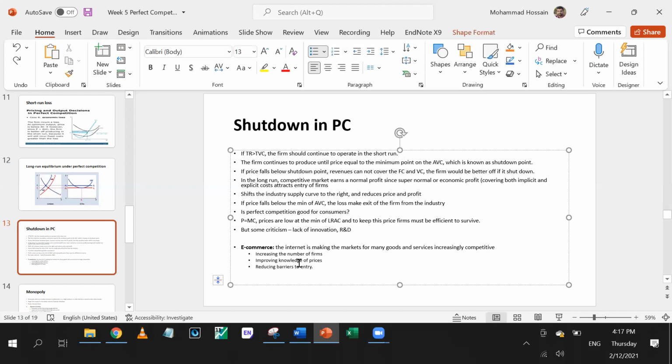It says the internet is making the market for many goods and services increasingly competitive. So it is increasing the number of firms, improving the knowledge of the prices, and reducing the barriers to entry.